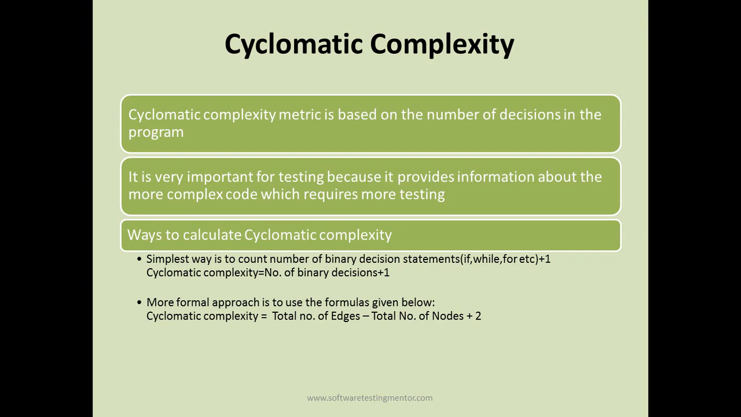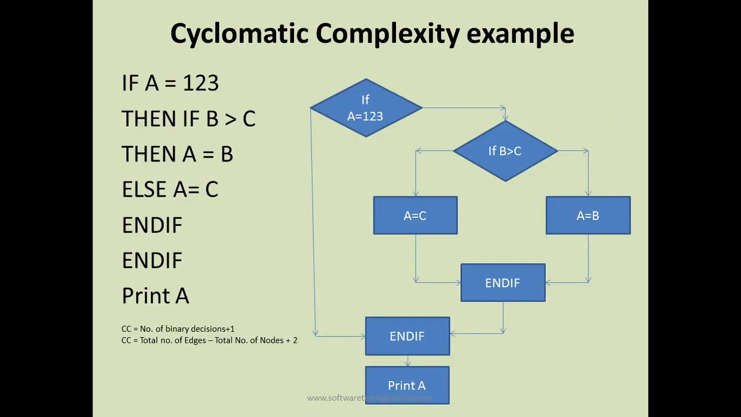The other formal approach is to use the formula given below, that is total number of edges minus total number of nodes plus 2. On the next page we'll see an example and how we can calculate complexity for a little piece of code that I have taken. So here's a simple piece of code and a flowchart for it.